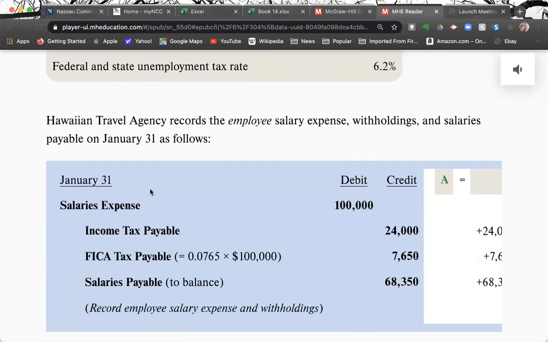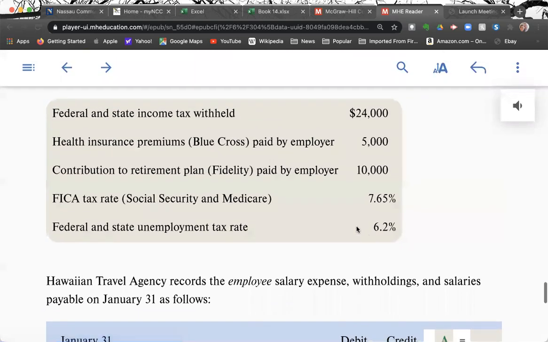Right, so how would you record that entry? Now remember, the first entry we're going to look at is the employee cost. This is what comes out of the employee's paychecks, the gross amount minus what comes out of the paychecks. Debit salaries expense for the gross amount, which was $100,000. Debit income tax payable for $24,000. That's the combination of the federal and state income tax that was withheld, right?